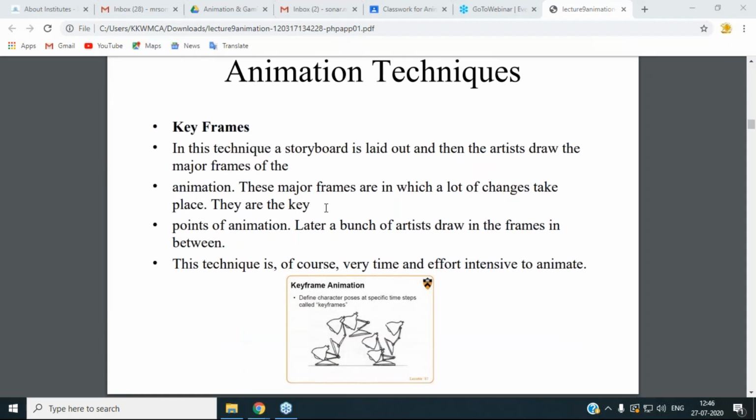What are keyframes? So what are keyframes? In this technique, a storyboard is laid out, and then the artist draws the major frames of the animation.